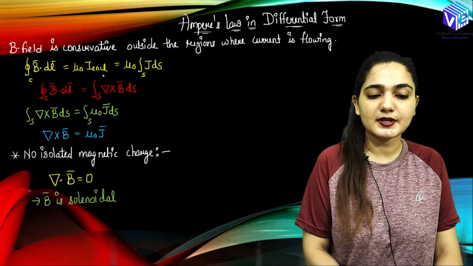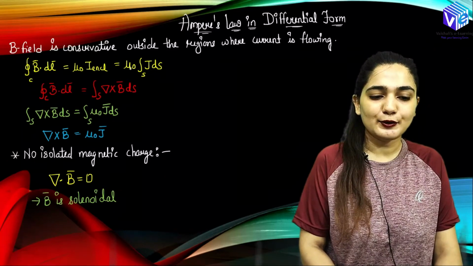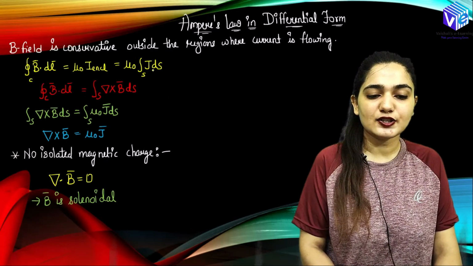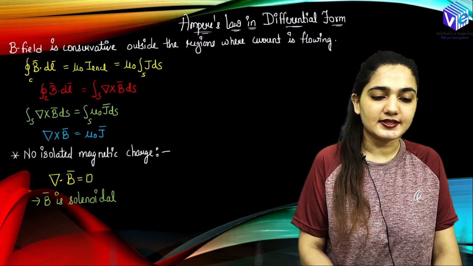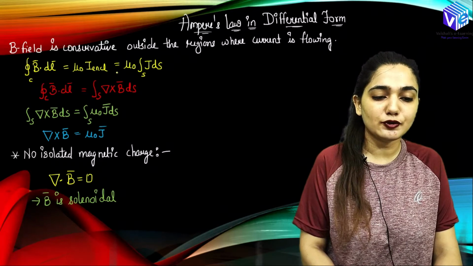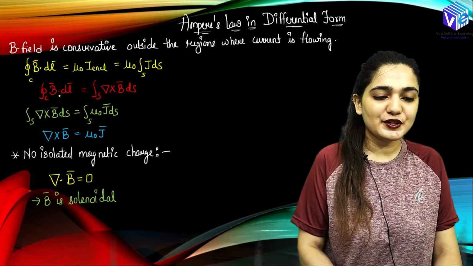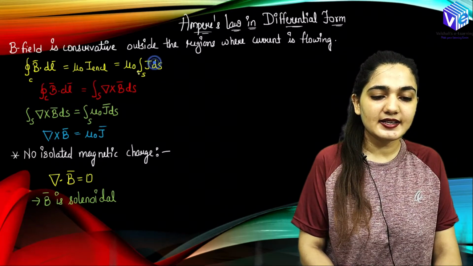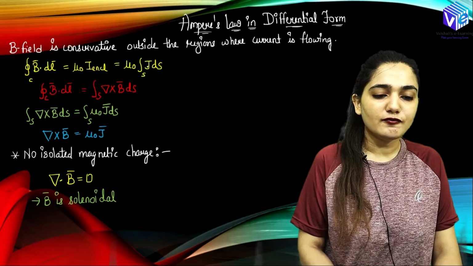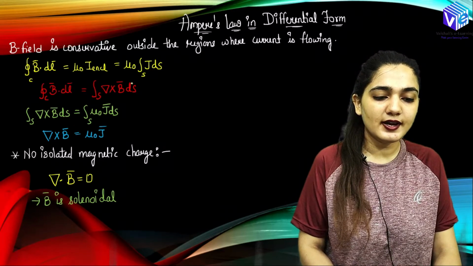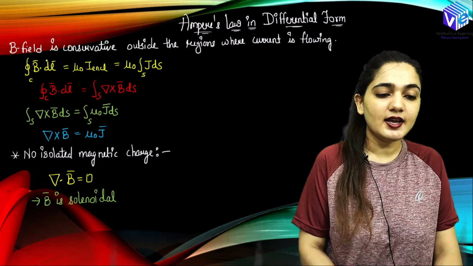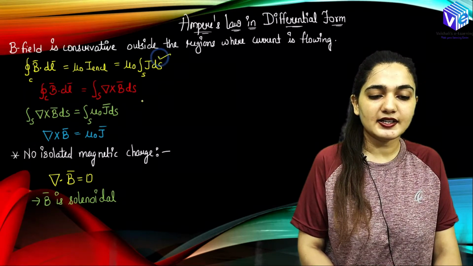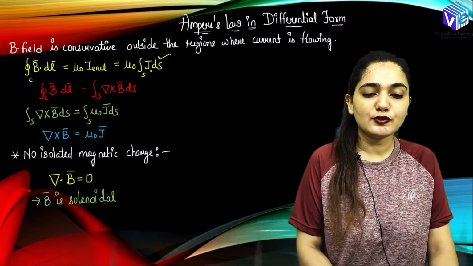Now how can I represent the I enclosed? I enclosed can be represented as the integration of J over ds, right? So mu naught times the integration of J ds, right? So this is how I can represent mu naught I, right? So the integration of B dl is represented as the integration of mu naught J ds. Here we have the integration over the length, and here we have the integration over the surface. So I have to equate both of them.